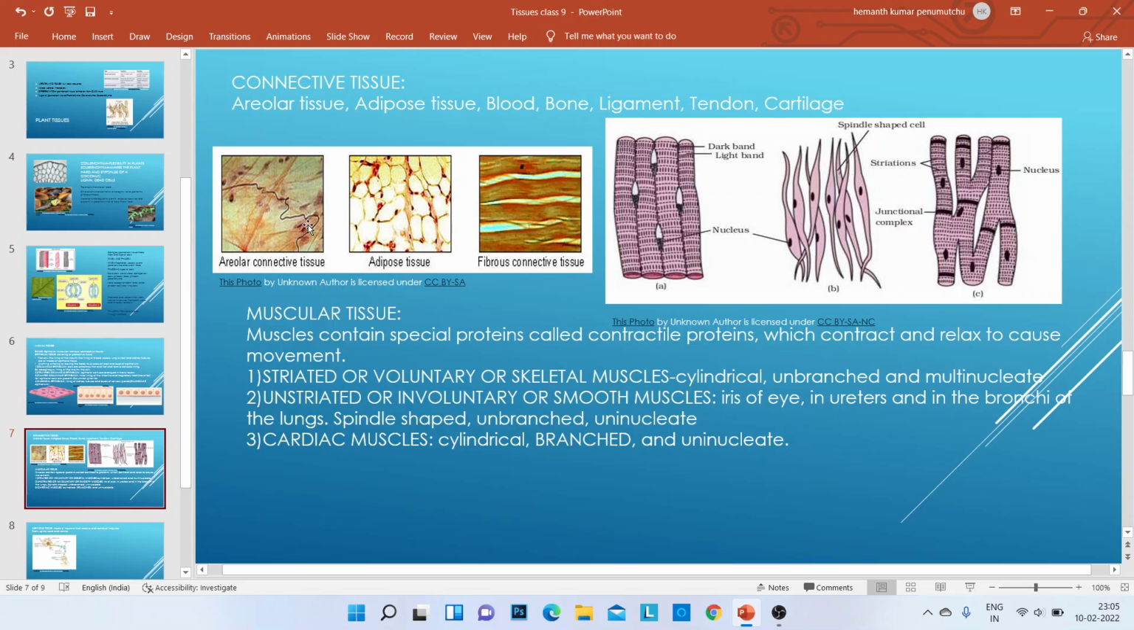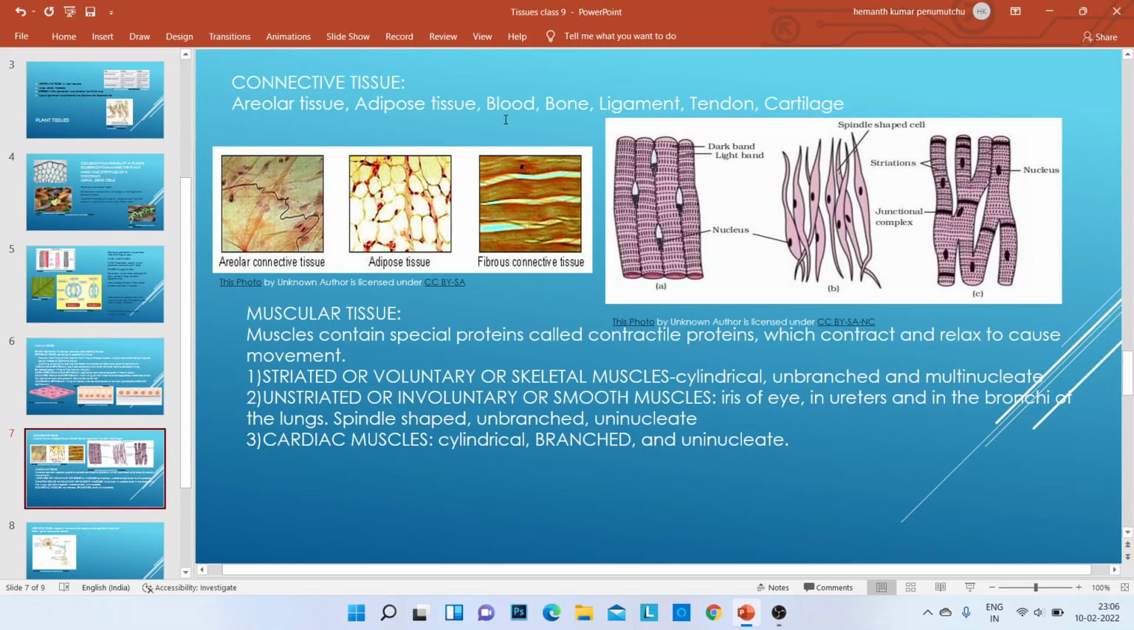And if you see connective tissues like areolar tissue, adipose tissue, blood, bone, ligament, tendon, cartilage, these connect one another. Like blood, it contains plasma, and the cells of the connective tissue are largely spaced and embedded in an intercellular matrix. In connective tissue we see this matrix, and blood matrix is nothing but plasma.